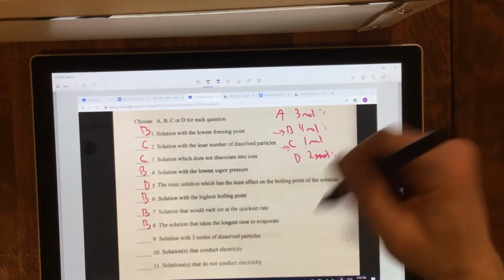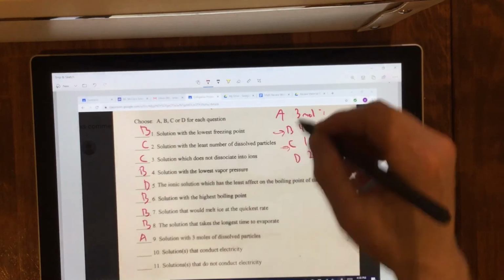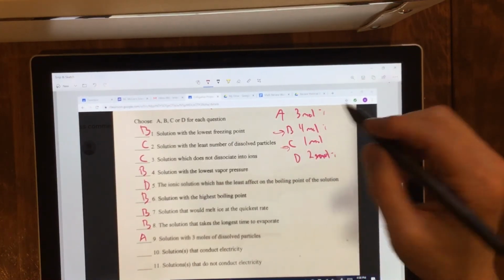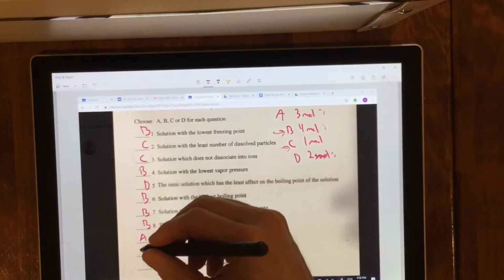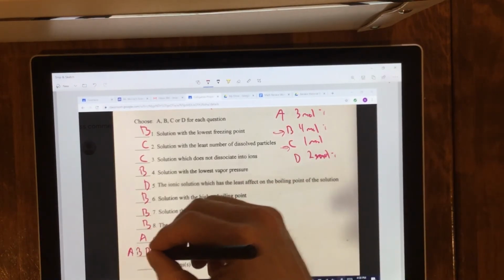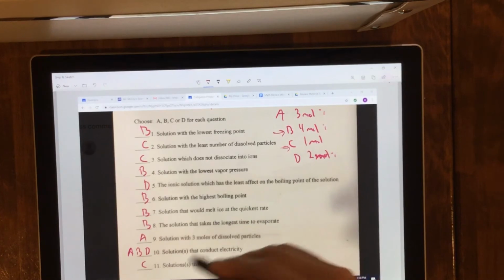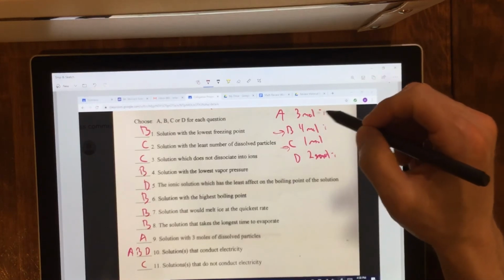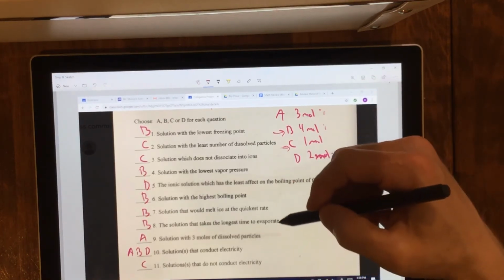Solution with 3 moles of dissolved particles, A. It has 1 Ca and 2 Cls. Solution that conducts electricity, ionic, right? A, B, and D. Do not, C. That's old stuff. Hopefully you guys were good with that. Covalent, no ions, so no conduction. Ionic only conducts in solution or when it's melted because those ions are free to move.